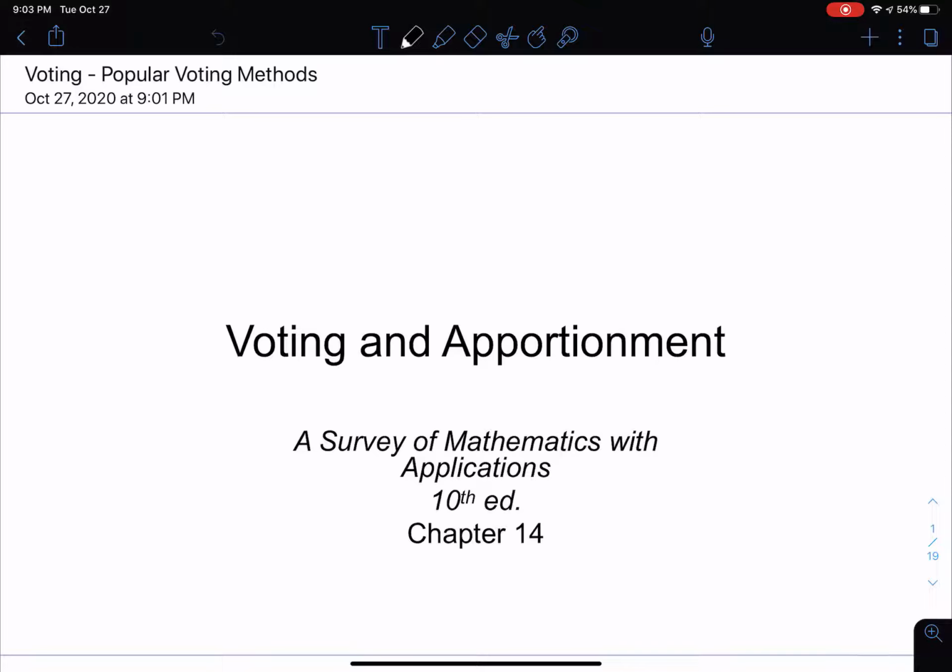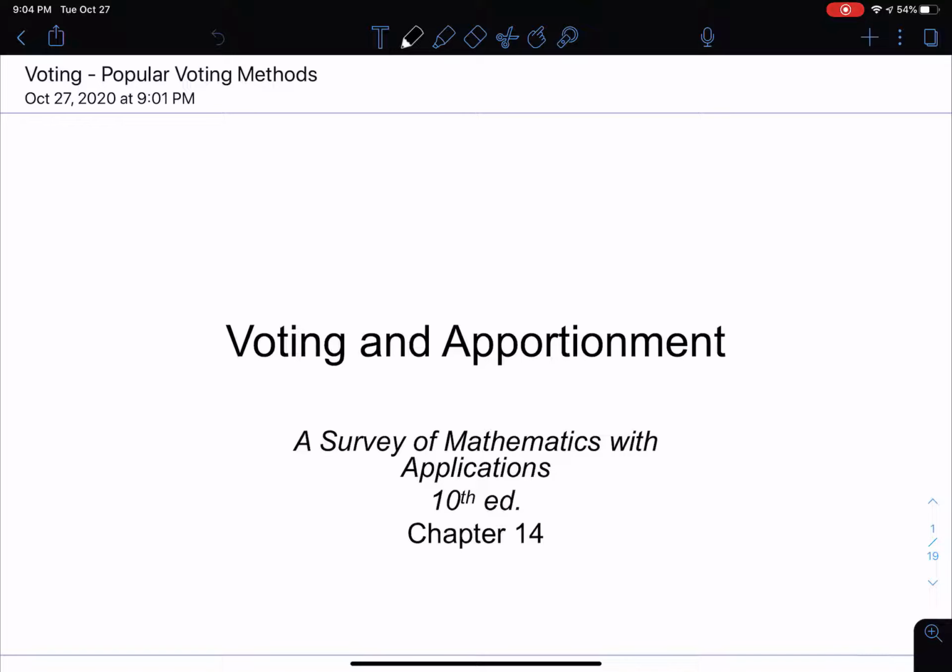We are starting on the units that involve voting math and then apportionment math. If you are in my classes in fall 2020, this is actually very timely. Many of us are casting our mail-in and early votes up through election day, which is coming up very soon at the time of me recording this. So this should be interesting to see what happens.